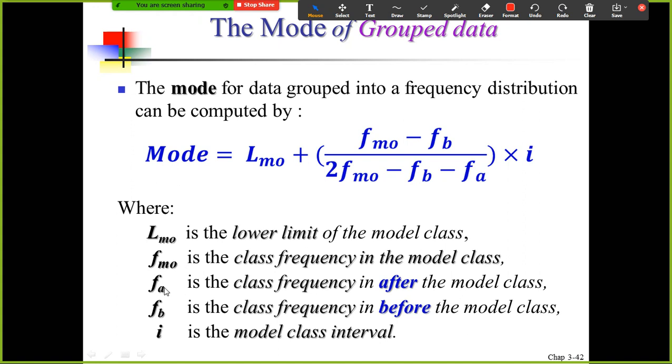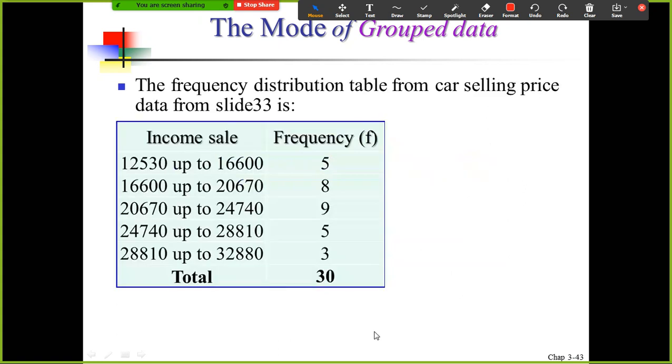What is FA? FA is the class frequency after. A is after the modal class, meaning beyond the modal class. FB is the class frequency before the modal class. I is the class interval. Okay, look at this one. Suppose that we have a frequency distribution like this one: 1, 2, 3, 4, 5 classes.